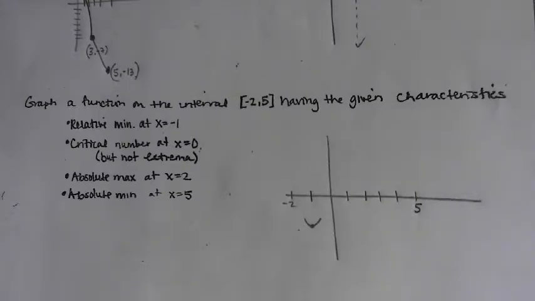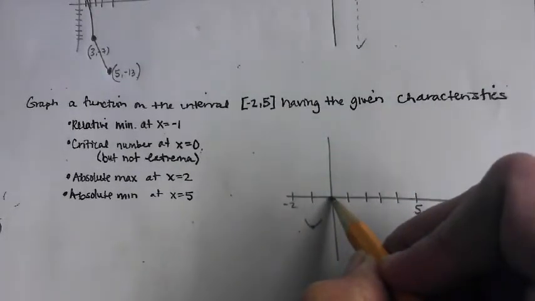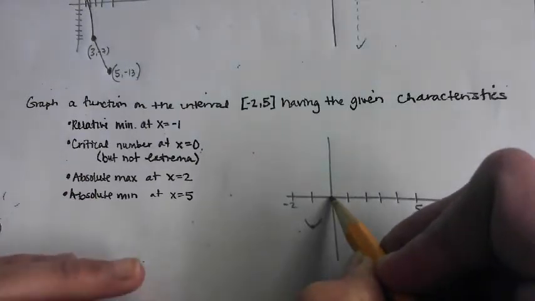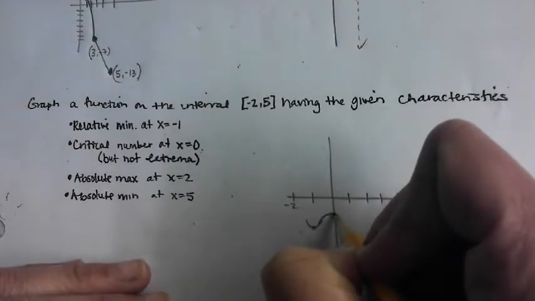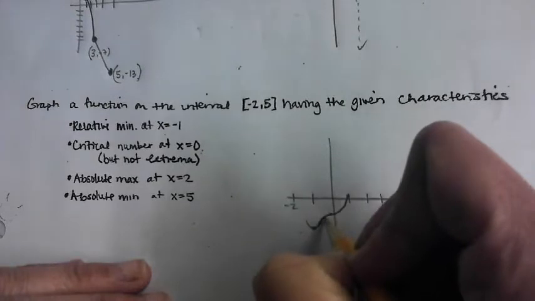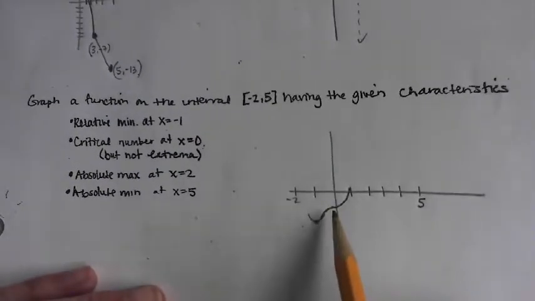Critical numbers at x equals 0. So there's a critical number at 0, but it's not an extrema, so it's not going to be a max or a min of any sort. There's only a couple things that could happen there. If it's a critical point, it has to have a slope of 0 or undefined, but yet it's not going to be a relative max or min. So I'm just going to do something like that where it flattens and then carries on, right at an x coordinate of 0.